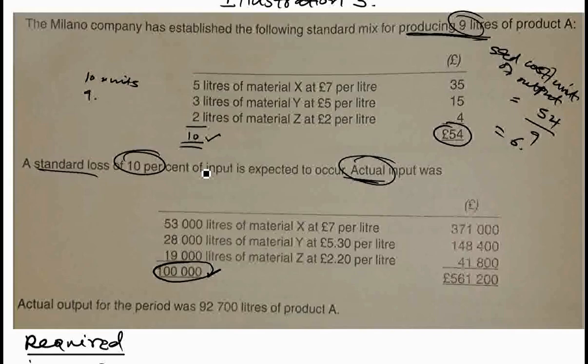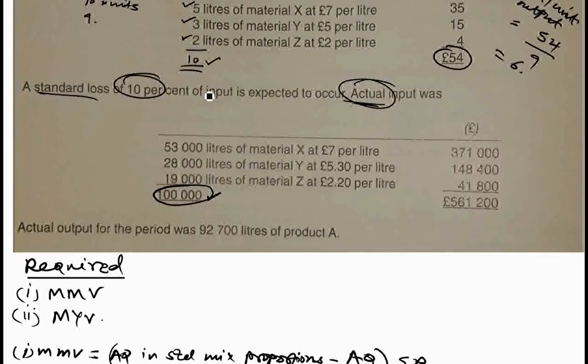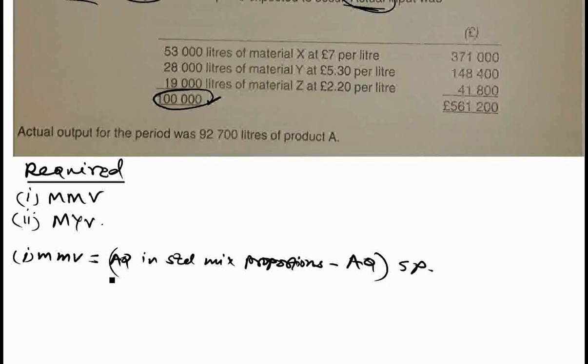To produce 9 liters, you need to mix X, Y and Z in the ratios of 5 to 3 to 2. So it means that X should take 5 over 10, because 5 plus 3 plus 2 is 10. X should take 5 over 10, Y 3 over 10, and Z 2 over 10. So actual quantity was 100,000 units, and in standard mix proportions it is 5 over 10. So that is for X.